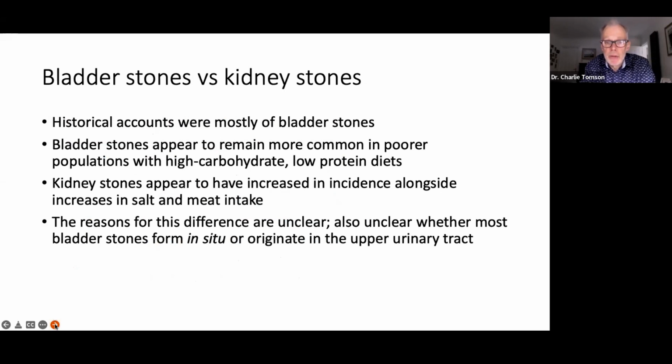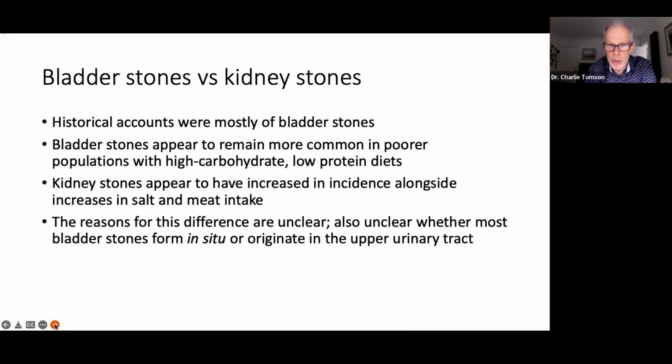Historically, most accounts of stones were of stones in the bladder, and it is undoubtedly the case that bladder stones are more common in poorer populations with high carbohydrate, low protein diets. Kidney stones appear to have increased in incidence alongside increases in salt and meat intake, and are much, much more common in my clinical experience in a privileged Western society. But the reason that bladder stones form in those people with relatively less rich diets is not clear to me.